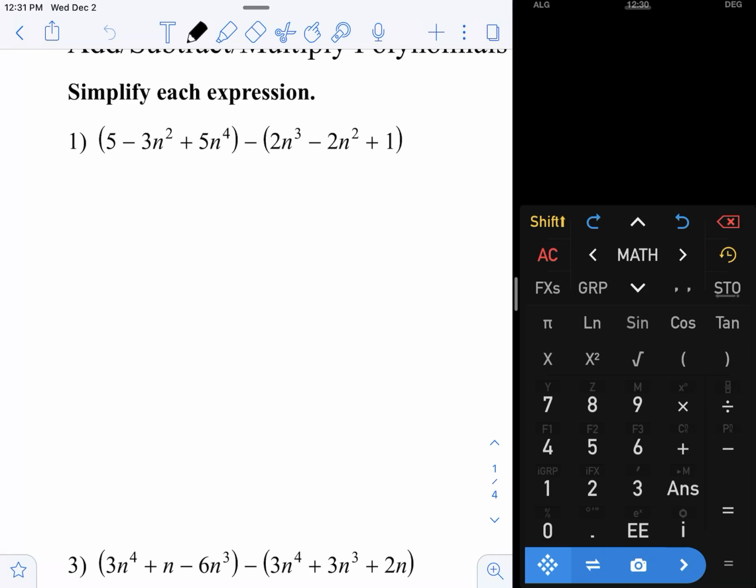Now you're going to take the first parenthesis and write it in order of degree. We named it before. So 4 is first, 2 is second, and then the 5 is third because there's no variable. So 5n to the fourth minus 3n to the second plus 5. Now pay attention. There's no sign in front of the 5, so it's positive, but the 3n squared is negative.